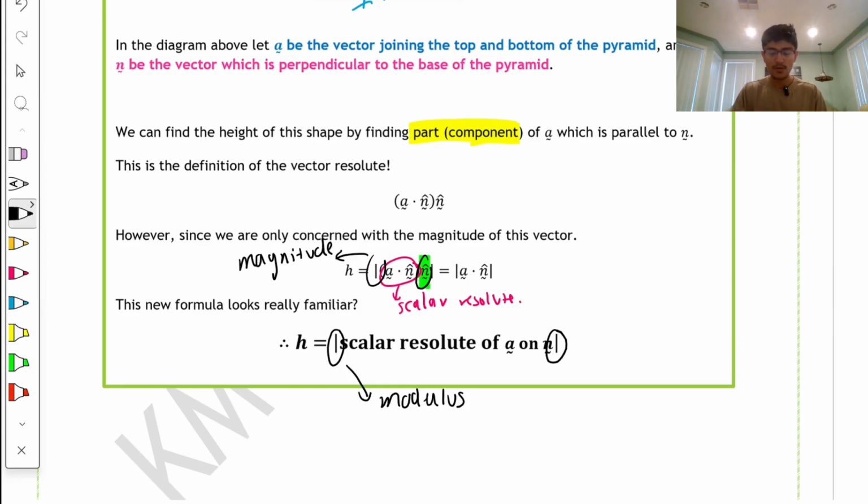Either negative or positive. We put those bars on the side to show that our height always needs to be positive, right? Otherwise we might accidentally get a height of like -10, and that doesn't make sense. So that's a slight difference that you should keep in mind for your understanding, and that's primarily due to the difference between scalar resolute and vector resolute.